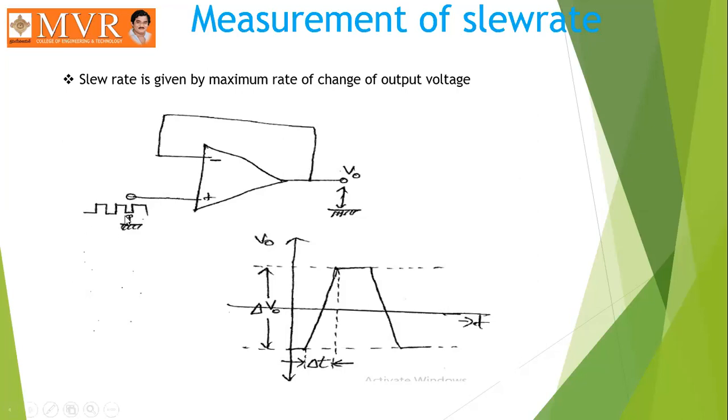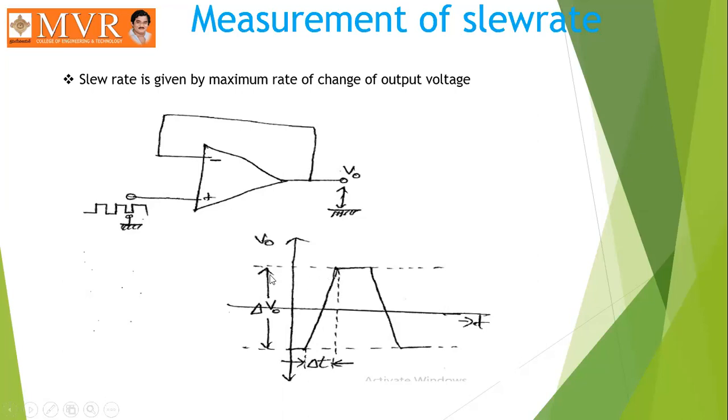You can see here, this is a square wave we have applied to the non-inverting terminal. Then we obtain a waveform which has a slight deviation from the square wave. You can observe this deviation from this graph. There will be a change in output voltage, which we are going to consider as delta V naught, and a change in time period, where you can see there will be a slope.